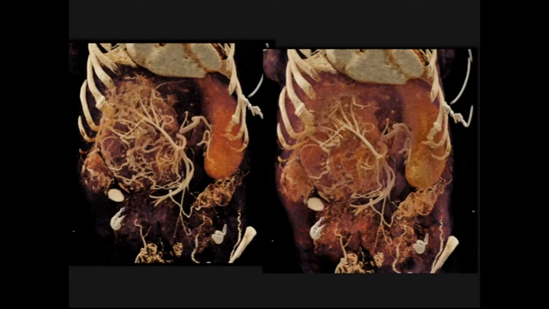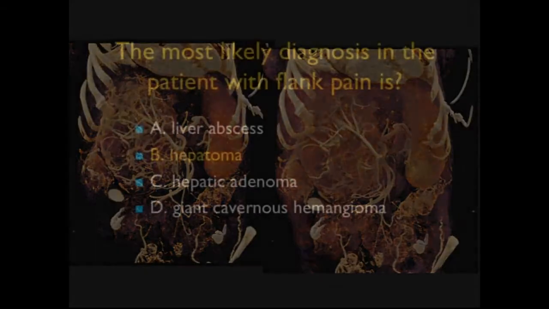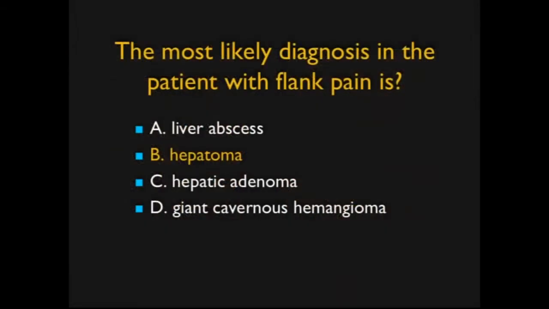That's not the appearance of an abscess, and the neovascularity is not the appearance of hepatic adenoma in most cases, and it's not a giant cavernous hemangioma. Giant cavernous hemangioma have puddling. This is neovascularity. Yes, I could argue it could be hepatic adenoma, but this was a hepatoma. Just a beautiful example. If it was a hepatic adenoma, it would be a malignant degeneration of hepatic adenoma into hepatoma. So hepatoma is the correct answer.